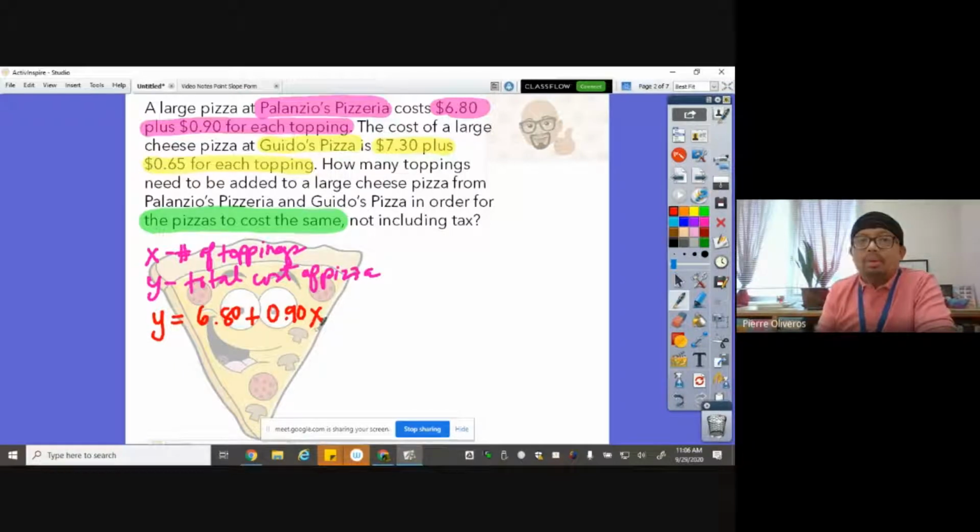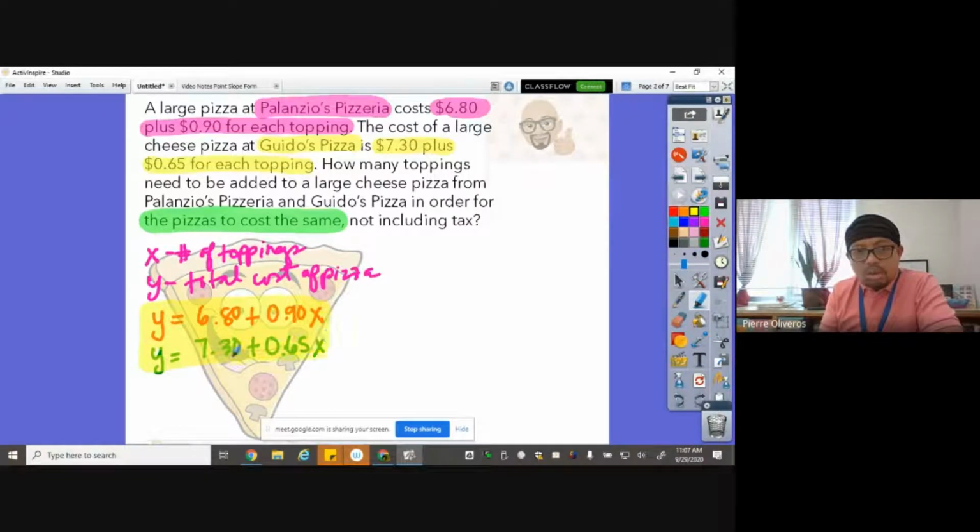Because if there are two toppings, you multiply it by 90 cents and add it to the $6.80. That will give you the cost for Palanzio's. While with Guido's Pizza, the total cost will be $7.30 plus 65 cents for every additional topping. Okay, so now our system is given to be this one here.